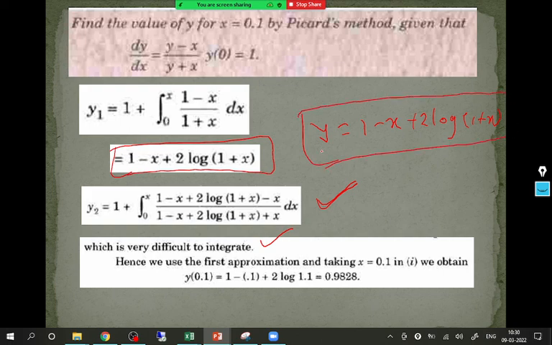Then we want the value of y at 0.1. So replace x by 0.1 here. With the help of a calculator, you can get the answer: 0.9828 by the first approximation only. Is it clear?